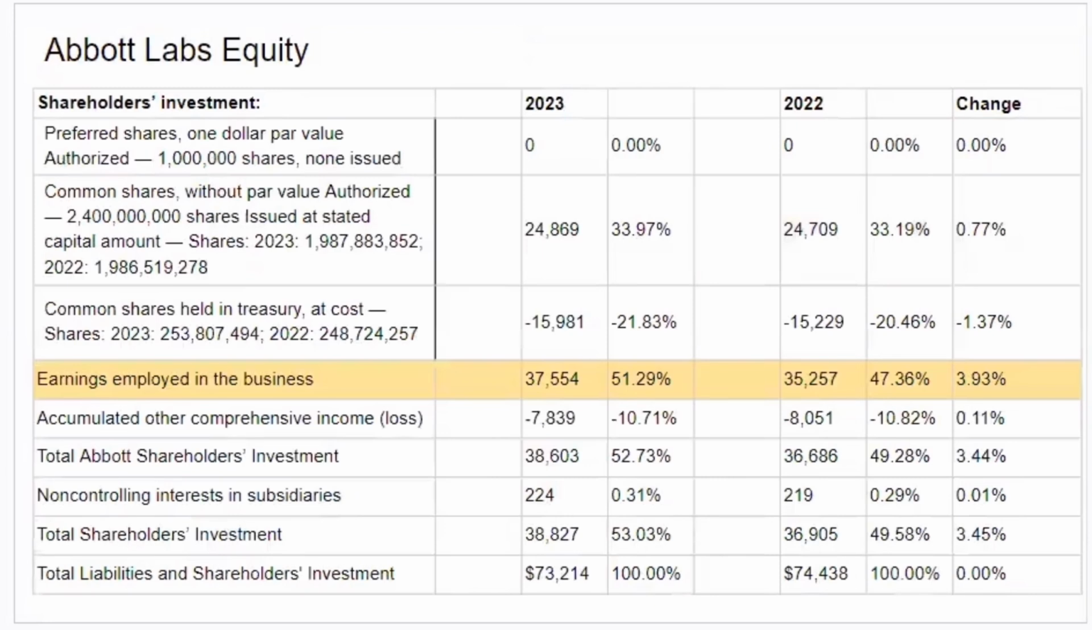And then on Abbott Laboratories' equity, the biggest change from year to year is that the earnings employed in the business increased from 47% to 51%. So maybe they either hired more people or their bonuses, there was an increase in raises, raises for incomes, and so on and so forth. So this makes up for Sections C and D.